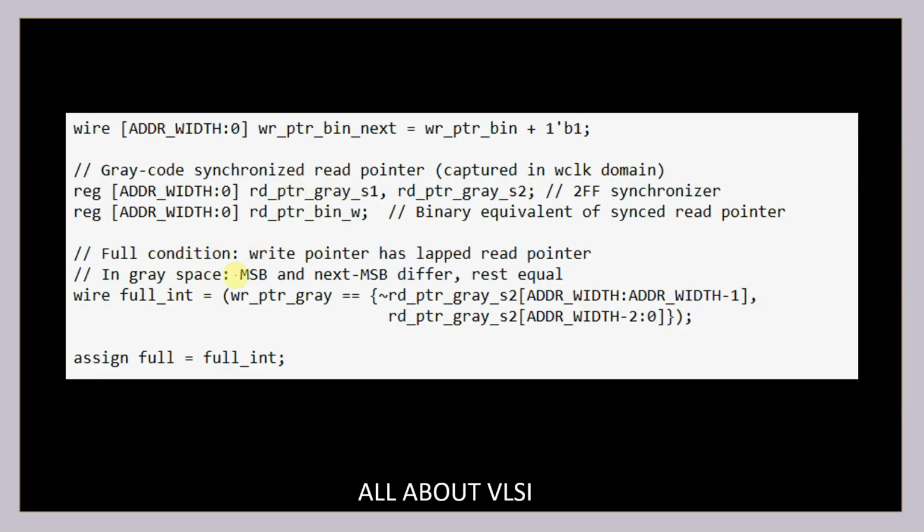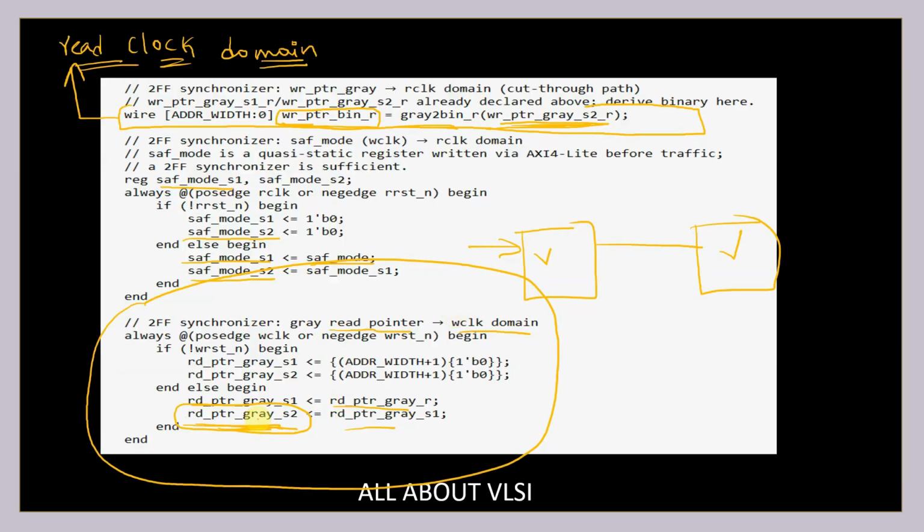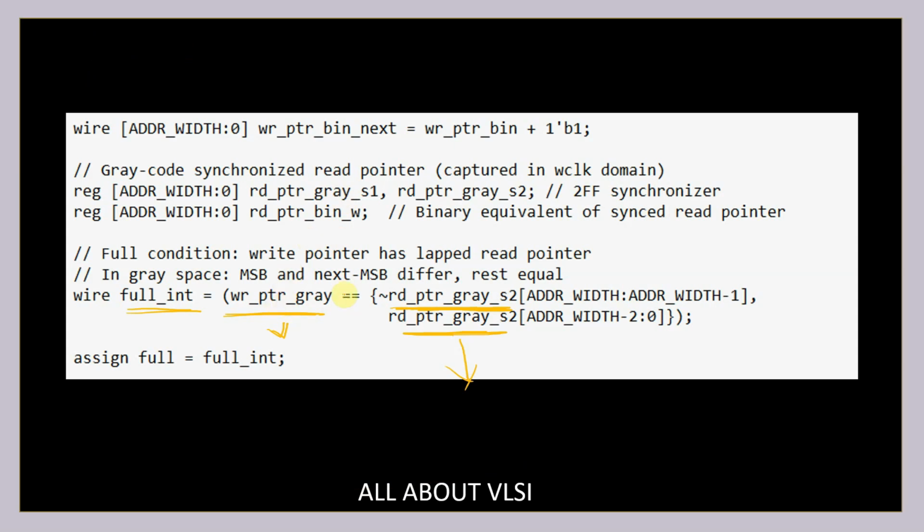Now let us try to understand this particular full condition. So how are we going to calculate the full condition? Write pointer gray, this we already have, and we are comparing it with the read pointer gray. This signal we have got from the read clock domain via the 2D flip-flop synchronizer. Using this signal, we are going to compare it with the write pointer, and we are going to calculate the full condition. Now, how to calculate the full condition?